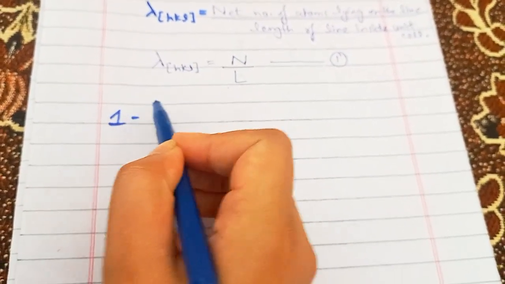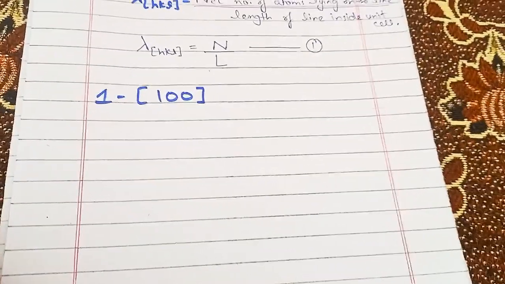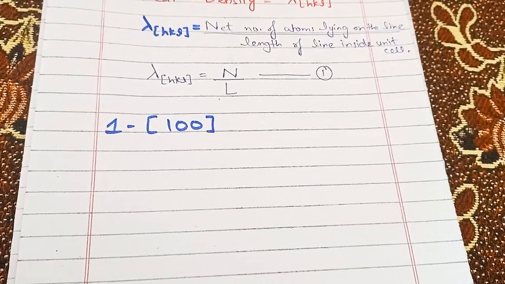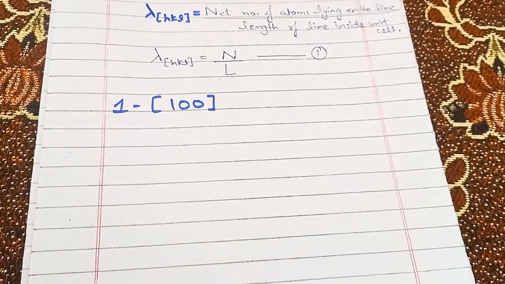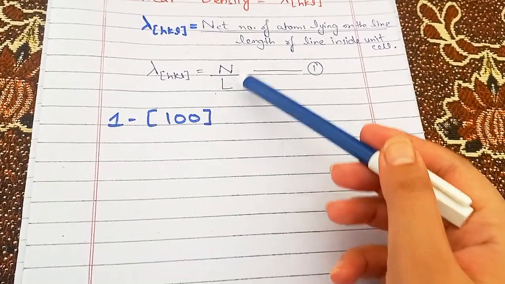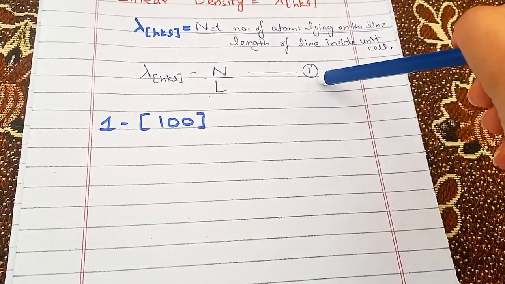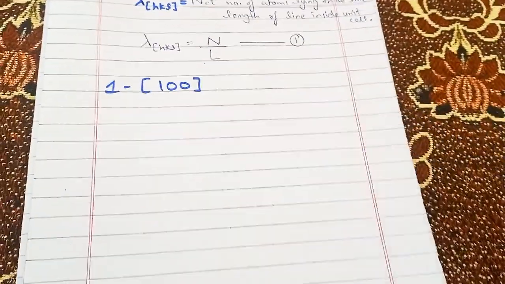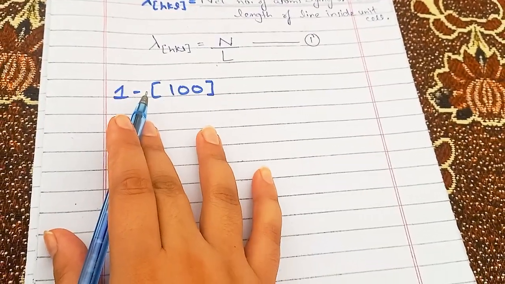First we have 1 0 0 direction. Whenever you are finding out the linear density, the first step is to draw the direction inside the unit cell. After drawing the direction, you will be able to calculate capital N and capital L for it, and doing so and putting it back into this equation, you will find out the linear density. So it is really simple. So let's start. First is to draw the direction.